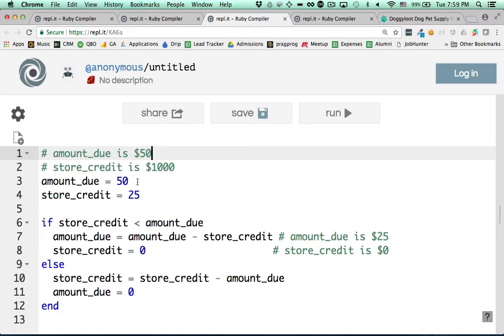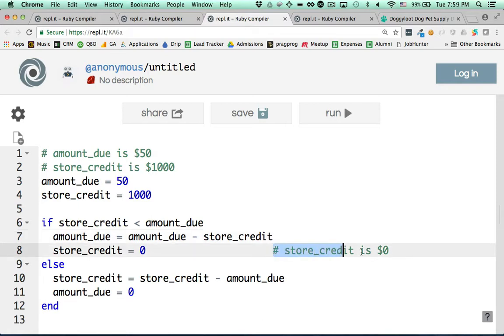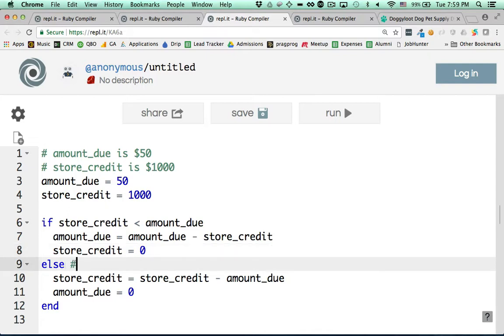So in this case, the amount due is still $50, but I've got $1,000 in store credit. So the other fork in the road of the conditional gets triggered, right? Because store credit is less than amount due is no longer applicable to our scenario, because our store credit is not less than our amount due. Our store credit is way more than our amount due, right? So the else is what gets triggered. The else can be said in English as if amount due is not greater than store credit.